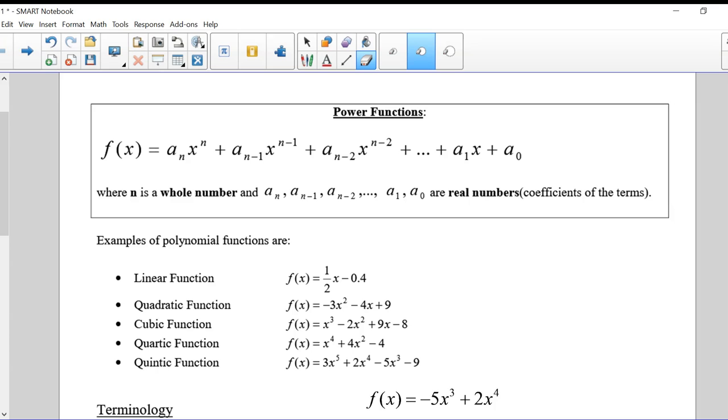Quadratic functions, which you learned, I think, more in grade 10, are functions that had an x squared in them. So here is a quadratic function right there, minus 3x squared, etc.